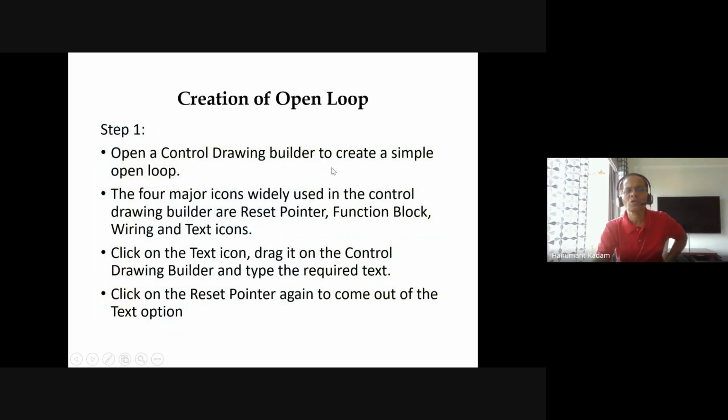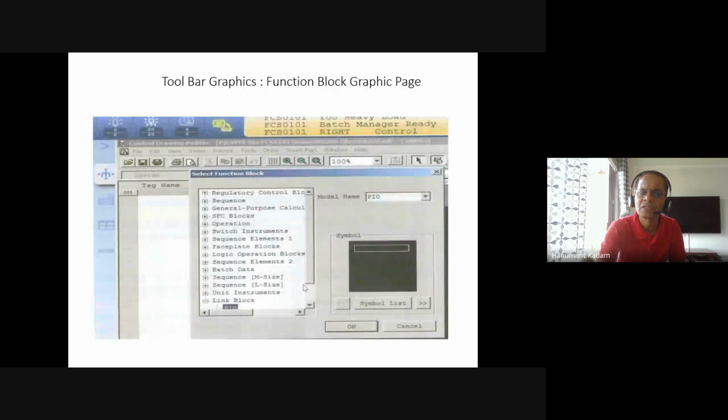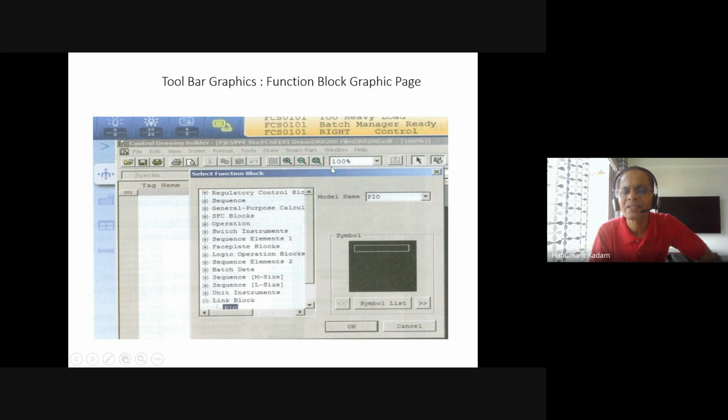Open the control drawing builder to create a simple open loop. The four major icons widely used in the control drawing builder are reset pointer, function blocks, wiring, and text icons. Click on the text icon, drag it on the control drawing builder, and type the required text. That's all. Once PIO is coming here, you just click on the toolbar text, bring it here, and type it. That's all.